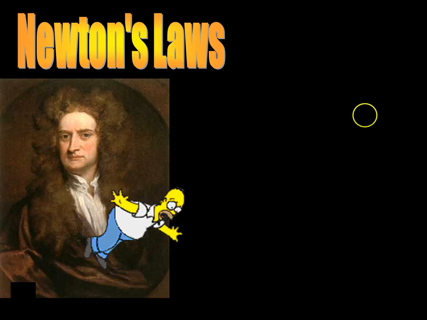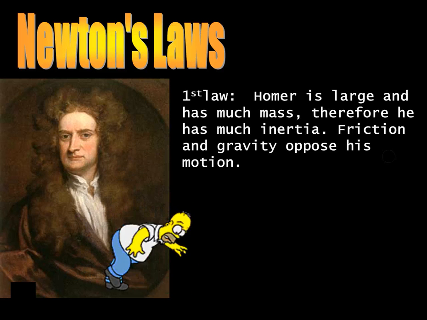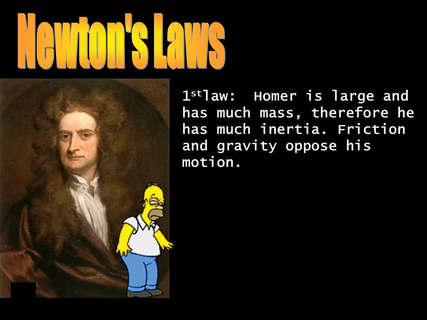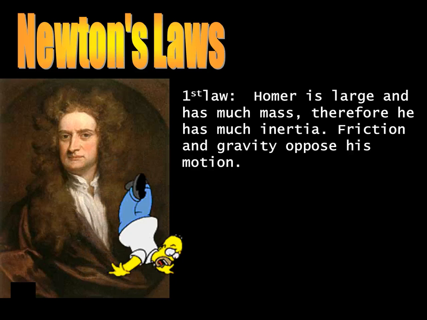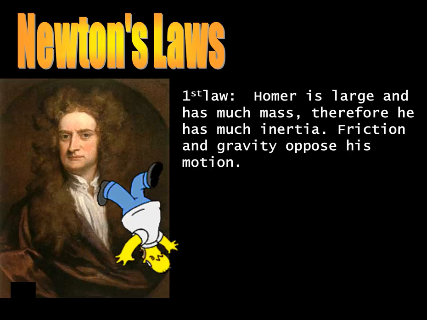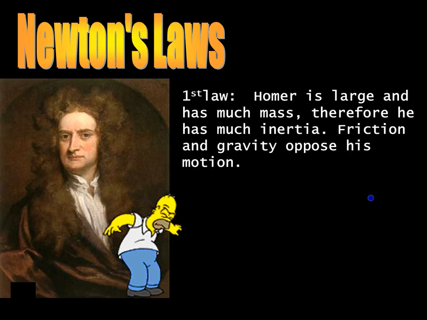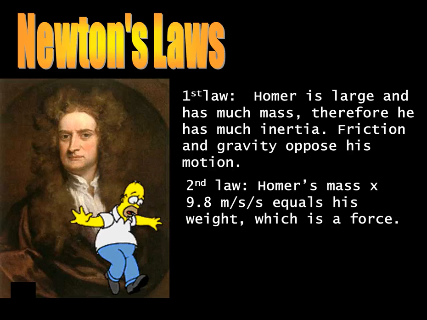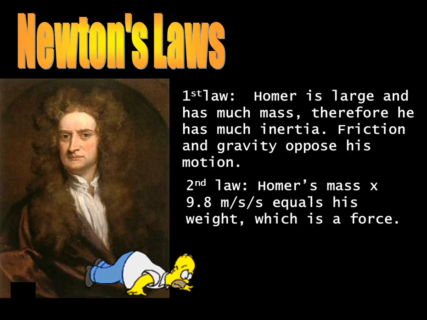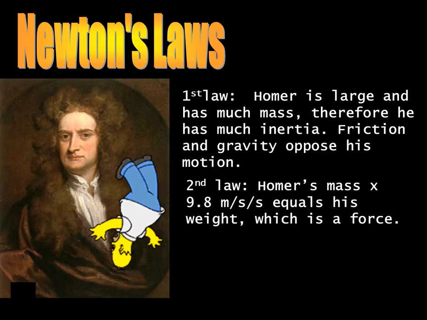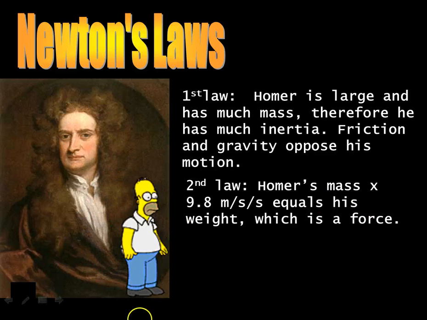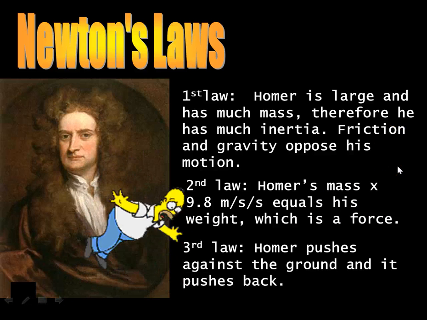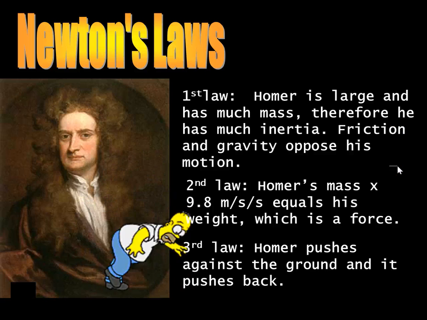So let's talk about Homer there. Newton's first law, Homer is large and has much mass, therefore he has much inertia. Friction and gravity oppose his motion. Newton's second law, Homer has mass times 9.8 meters per second squared, which equals his weight, which is a force. And Newton's third law, Homer pushes against the ground and it pushes back.